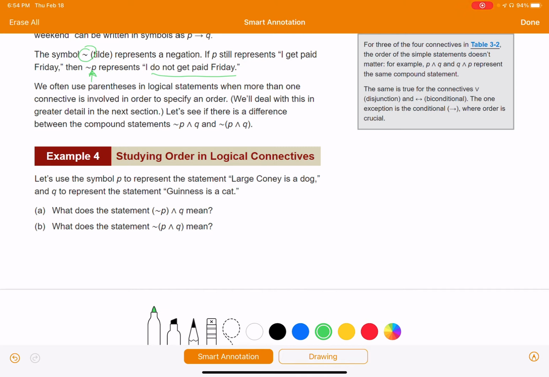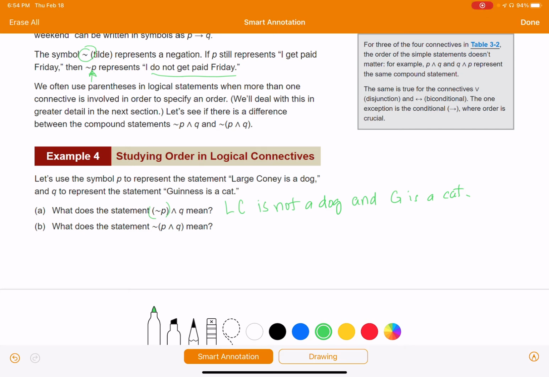Letter A says, what does the statement not P and Q mean? Okay, not P. So we're going to look at our P, which is Large Coney is a dog, and we're going to have to negate that. So to negate Large Coney is a dog, we're going to say Large Coney is not a dog. And Q, which is Guinness is a cat. So that's what we were just saying in the first part. We were just looking at those parentheses first, and then we are compounding it or using the connective to go with the other part.